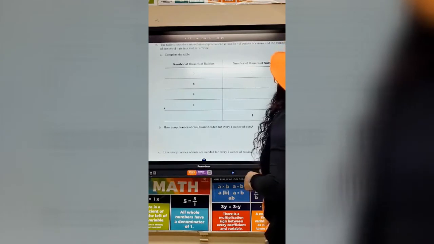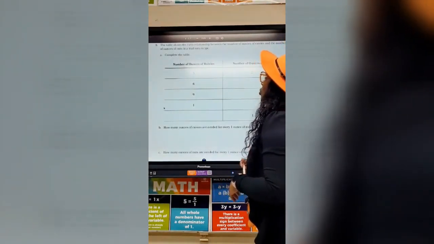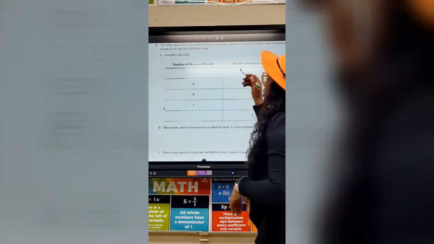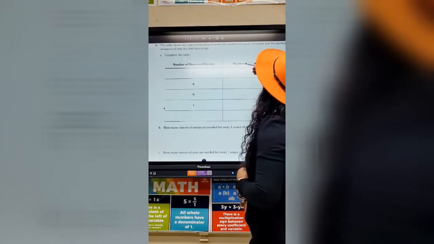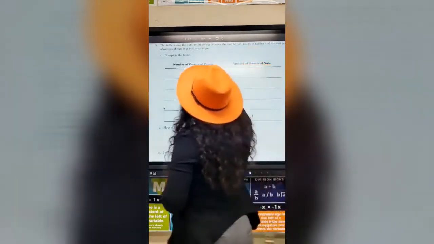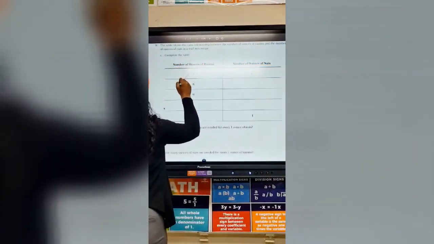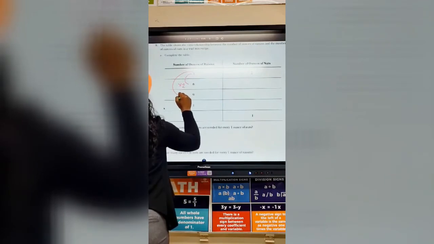So number 8 says the tables show the ratio relationship between the number of ounces of raisins and the number of ounces of nuts in a trail mix recipe. So I'm looking to complete the table. I noticed that the number of ounces of raisin is 3 for every 2 ounces of nuts. So from 3 to 6, I know that I multiplied 3 by 2. Here, I multiplied it by 3.